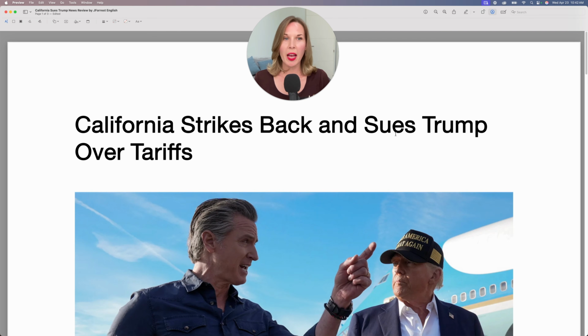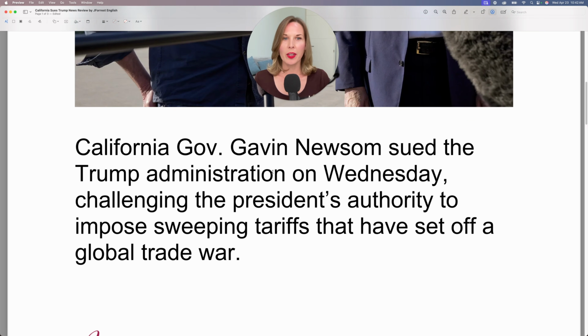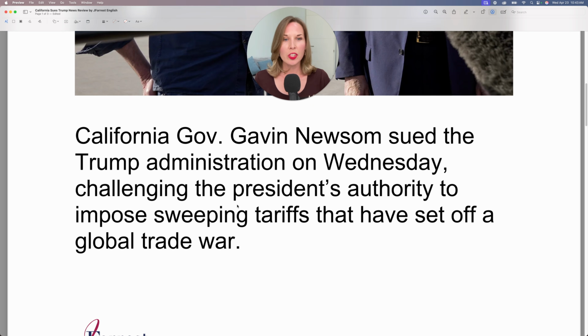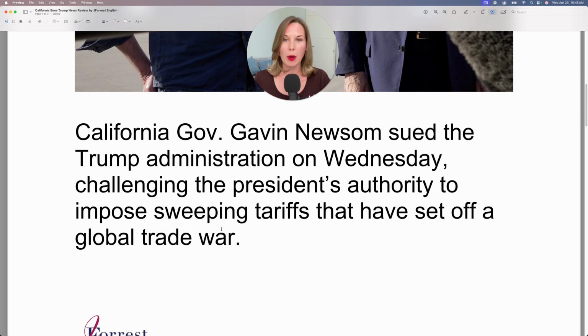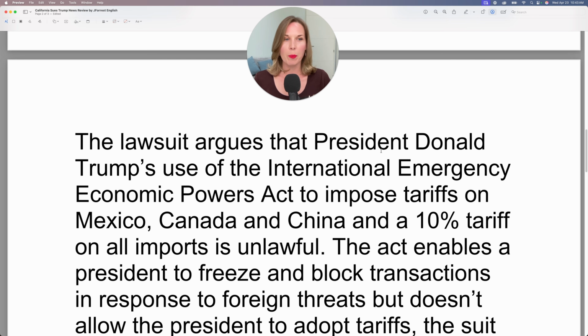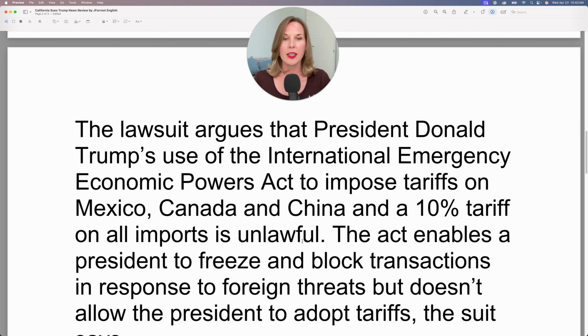California strikes back and sues Trump over tariffs. California Governor Gavin Newsom sued the Trump administration on Wednesday, challenging the president's authority to impose sweeping tariffs that have set off a global trade war. The lawsuit argues that President Donald Trump's use of the International Emergency Economic Powers Act to impose tariffs on Mexico, Canada, and China, and a 10% tariff on all imports is unlawful.